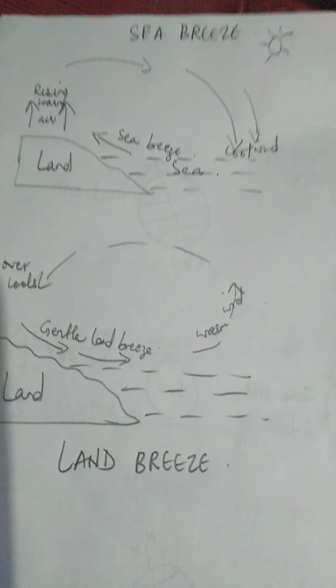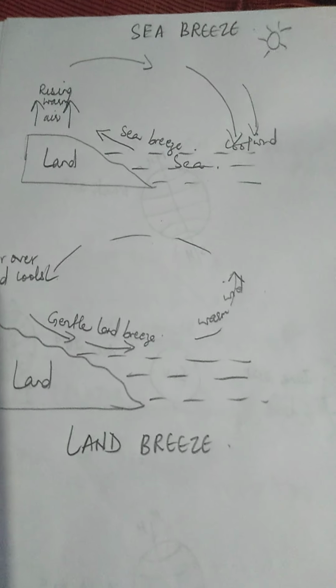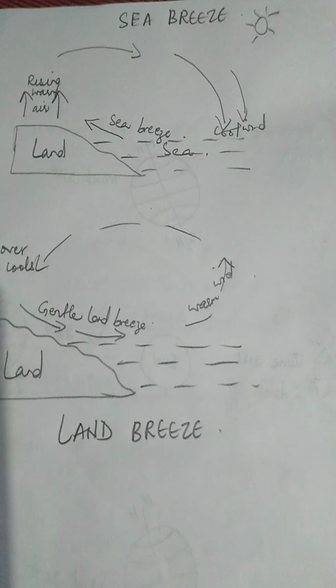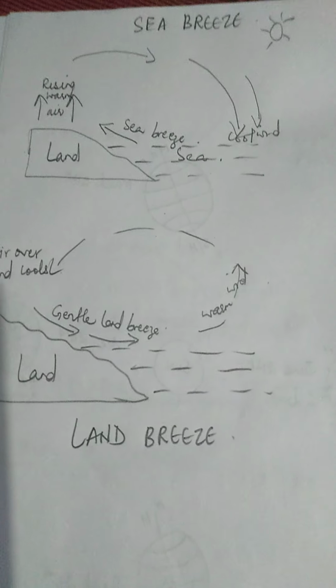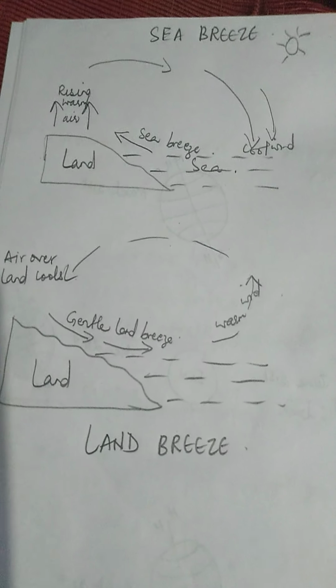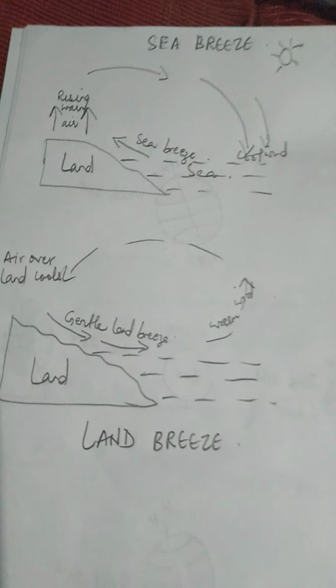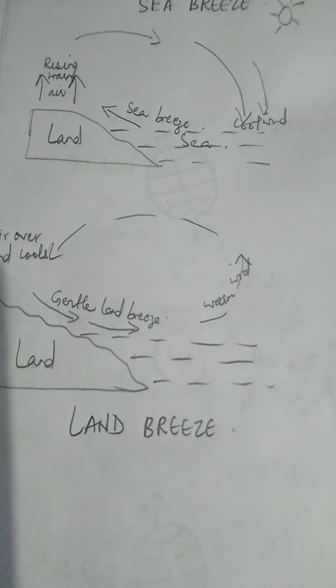Okay, children. Last time I did the planetary winds. I told you that we have four types of winds. One of the winds we have done is the planetary winds, the three types of planetary winds, that is the trade winds, westerlies, and the polar easterlies, which I have done. Today I am going to do the second wind, that is the periodical wind.